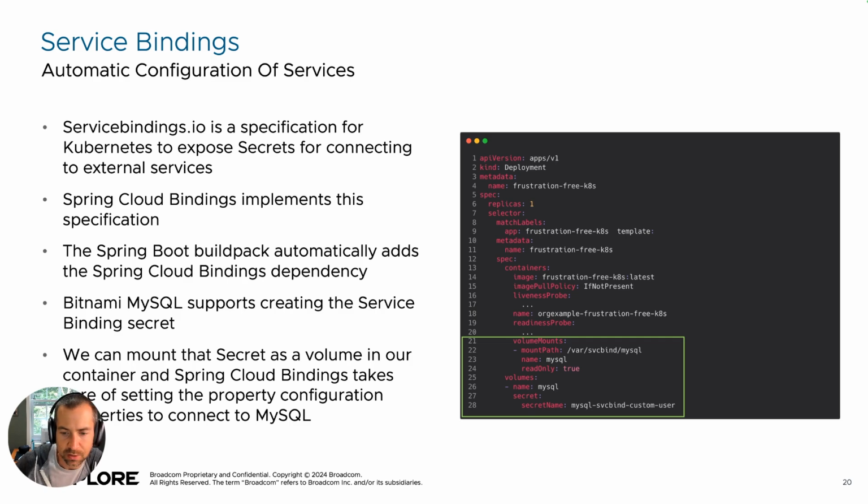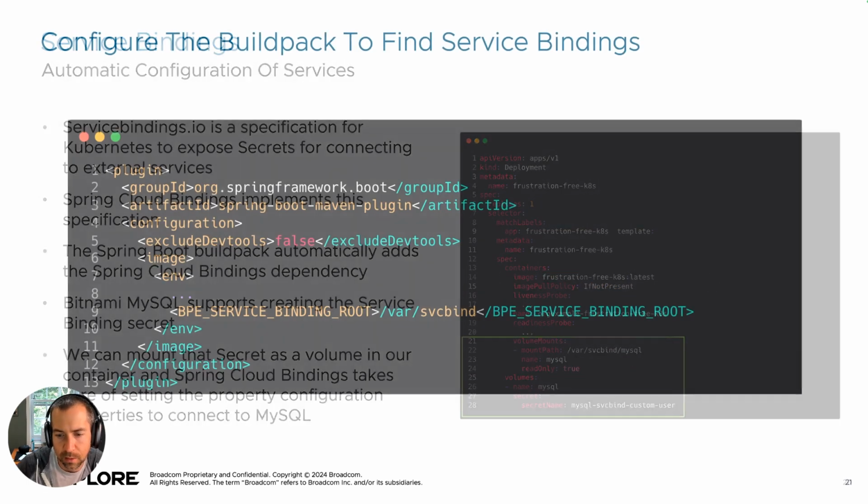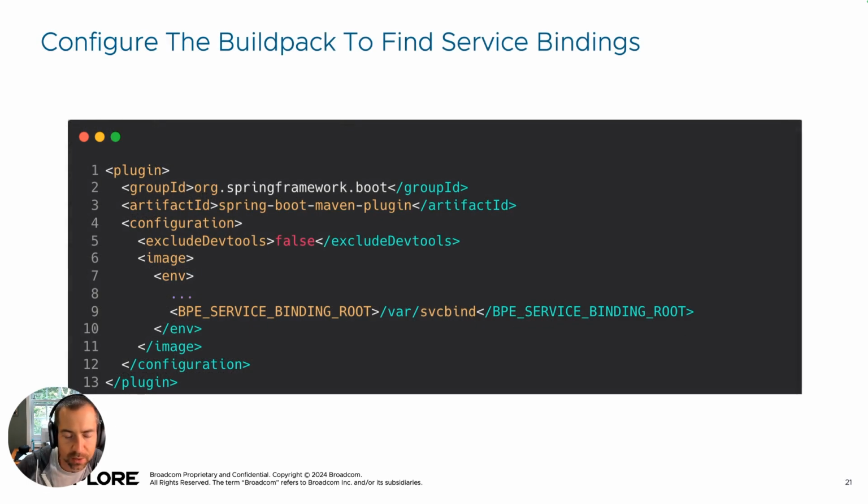So we have this secret here as a volume called MySQL, and this is the name of the secret that the MySQL Helm chart is going to create. And then we mount that at /var/service/bind/mysql. And then we tell the buildpack that all of our service bindings are located in /var/service/bind. You can do that via configuring the Spring Boot Maven plugin and setting this environment variable here. And that will connect the two.